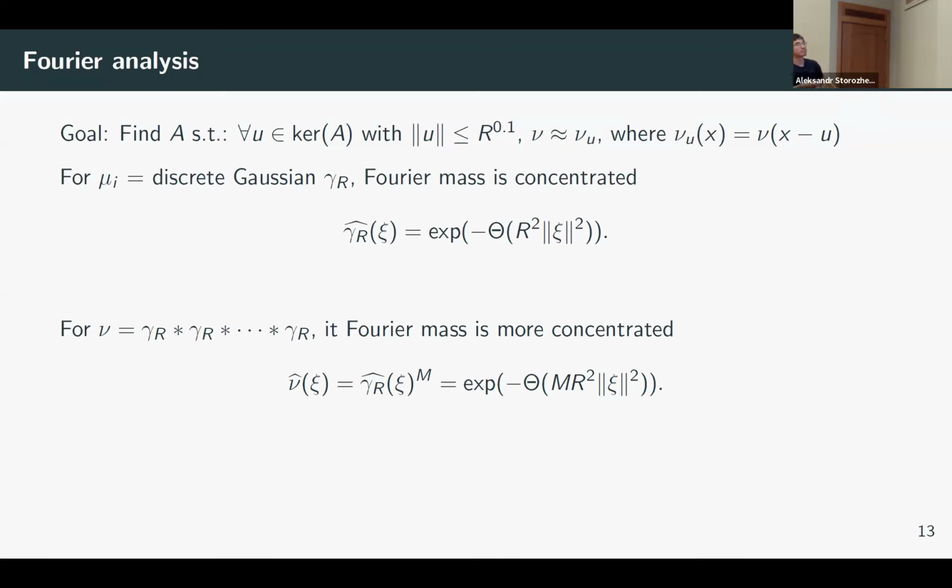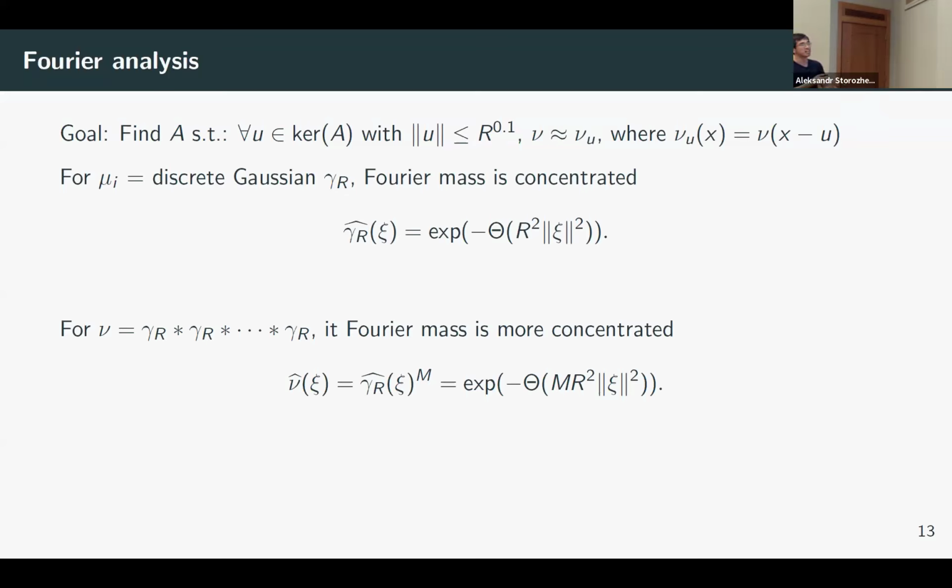And then if we have a sum of these m things, its Fourier mass is going to be even more concentrated because it's going to be raised to the power of m. If we have m independent things, the Fourier transform is just to the power of m. And in this case, whenever this vector psi has norm more than 1 over r square root of m, the Fourier mass becomes negligible. So it's very, very concentrated around the origin. Otherwise, other points we can just forget about.